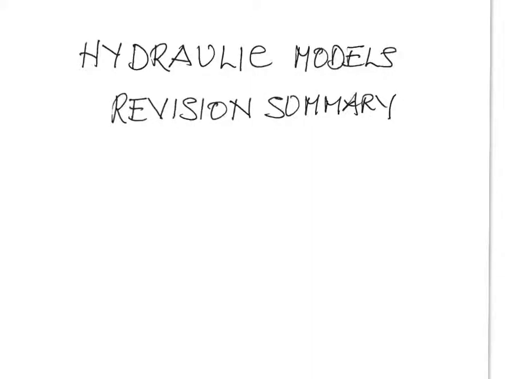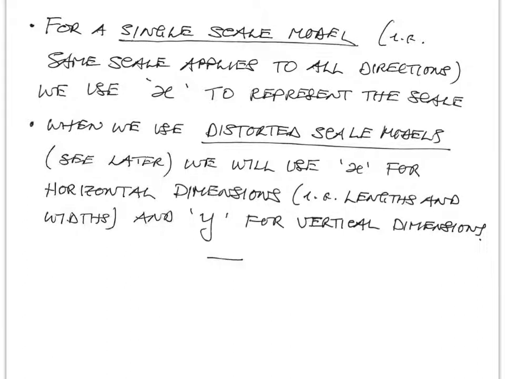Welcome to this revision summary on hydraulic models. Just about all the questions that we will be looking at will have two scales in them. They'll be known as distorted scale models, and we use the symbol X to represent the horizontal scale, so that applies to all lengths and widths, and we use Y to represent the vertical scale that will apply to depths.